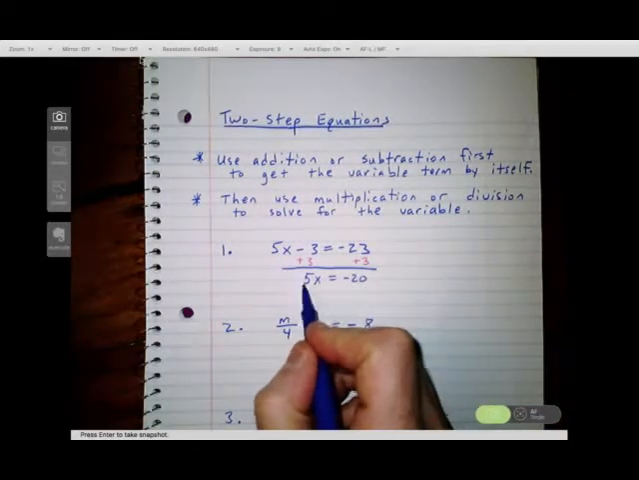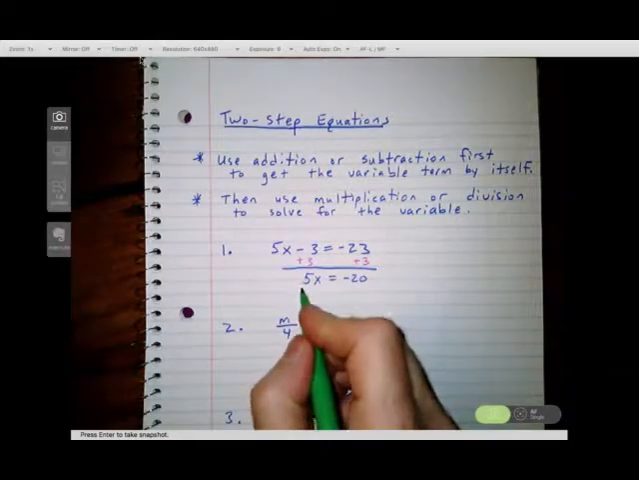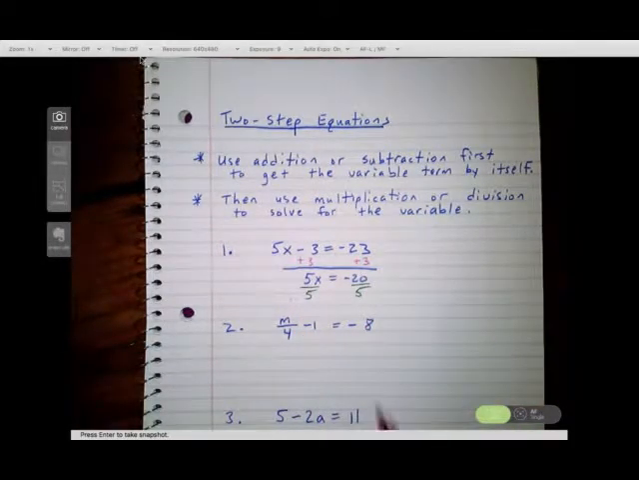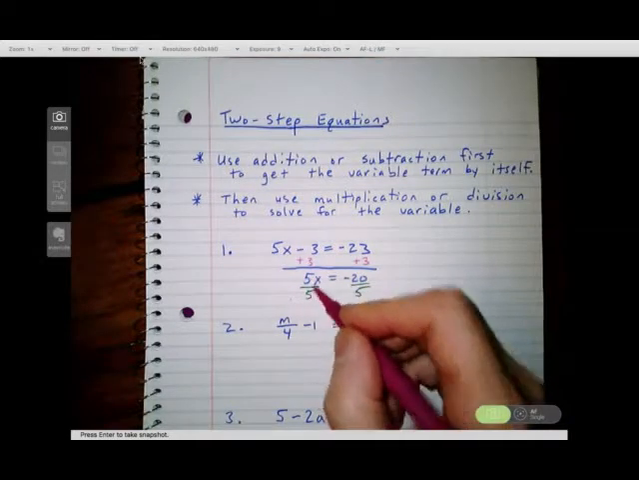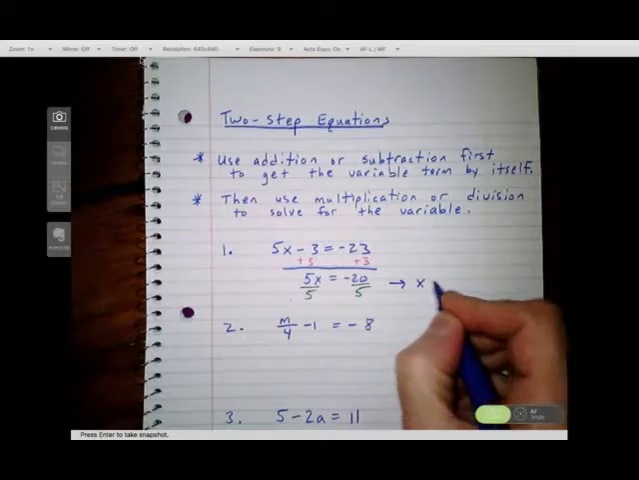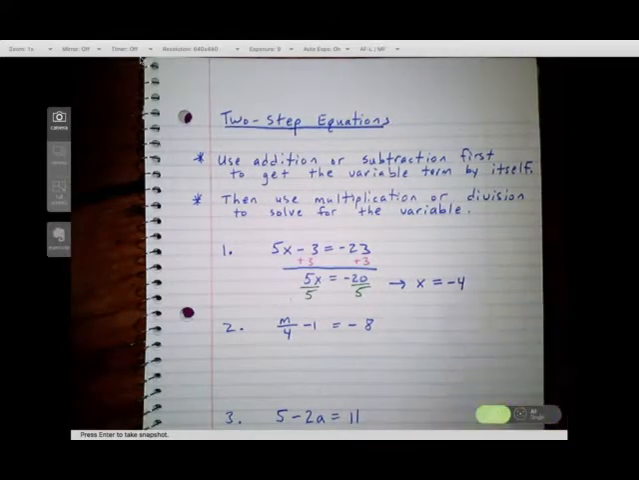This is multiplication again. This is 5 times x. So to undo multiplying, what I do is divide. So I'm going to divide both sides by 5. Okay, 5 over 5 makes 1. So I just get 1x, or x, equals negative 20 divided by 5 is negative 4. And that's it.